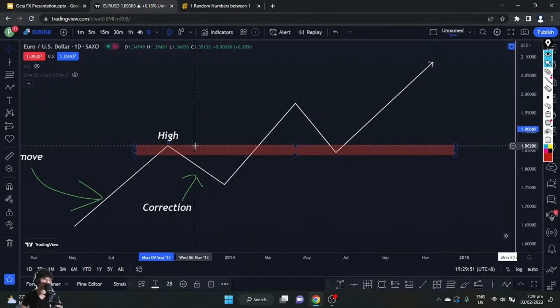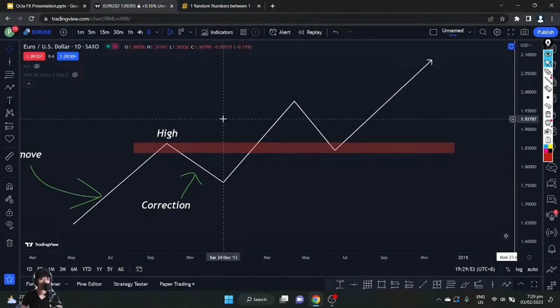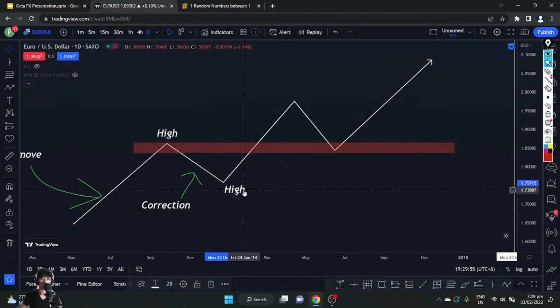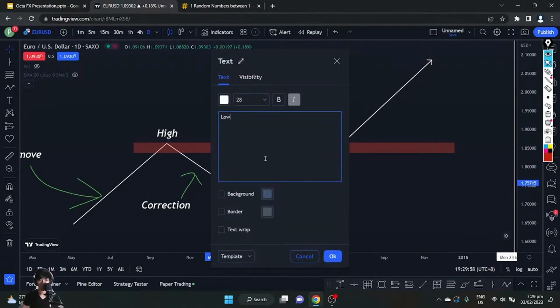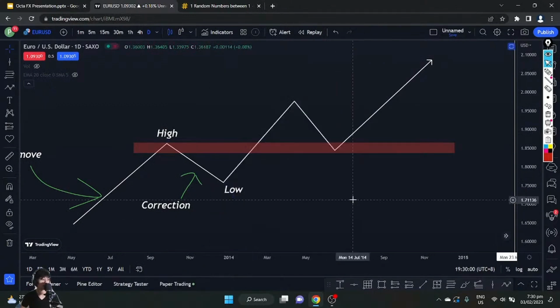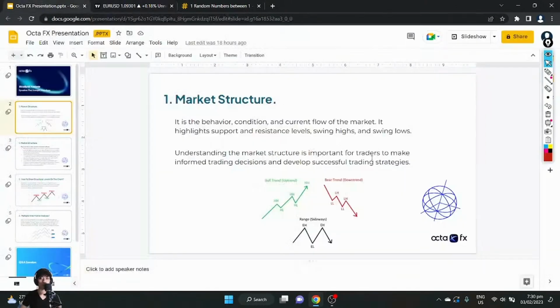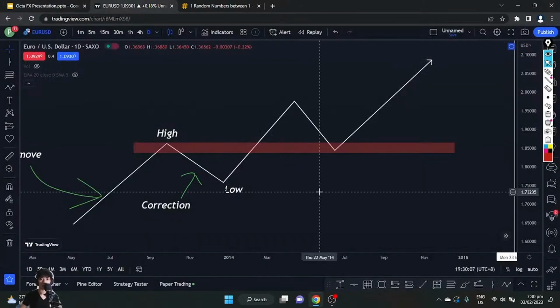So of course it is at the top. That's why it's called high. Okay, and the structure that we have at the bottom is what we call the low. All right. So remember, it is highlighted here on our slide.